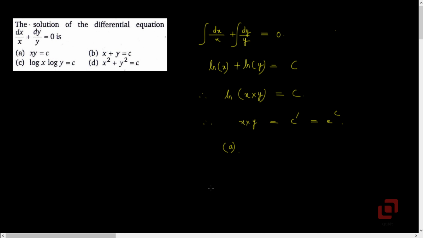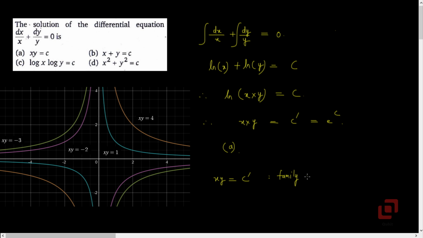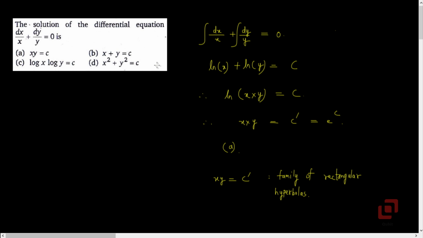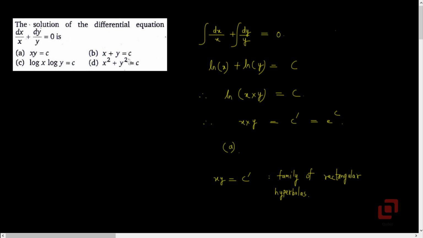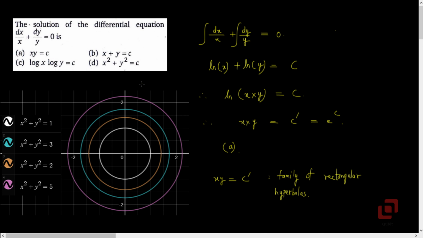To add the last point before we conclude, the equation x into y equal to c dash represents a family of rectangular hyperbolas. In option B, we have x plus y equal to c, which represents a family of lines with slope -1. And in option D, we have x squared plus y squared equal to c, which represents a family of concentric circles with the radius being root of c.